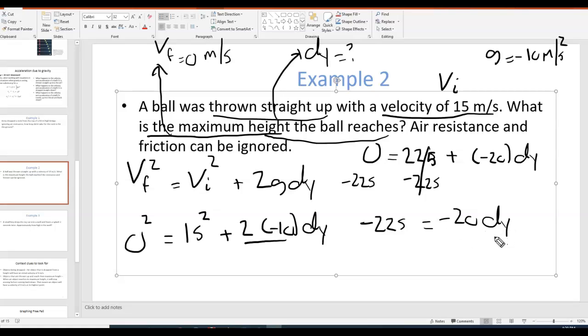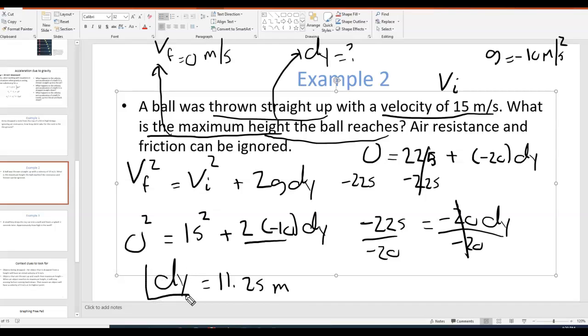Because it's multiplying, I want to undo that with division. So I divide both sides by negative 20, like this. And I get my answer. And I'm going to write it right here. Okay, I'm going to type in negative 225 divided by negative 20 into my calculator, and I get 11.25 meters. Okay, and so that is the answer to my question for example 2. Pause it there if you need to take a look at that.